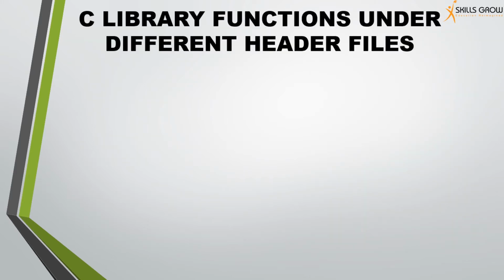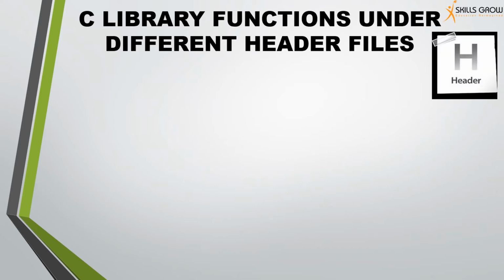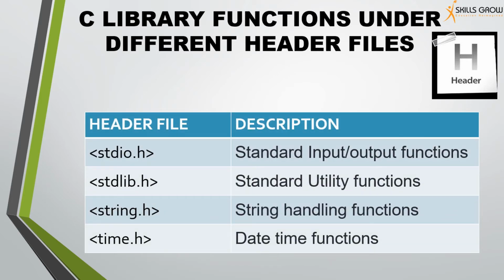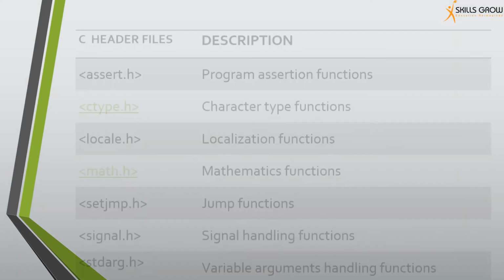C library functions under different header files. All library function prototypes and definitions are declared in different header files. Some of the header files are: STDIO.H file contains standard input-output functions. String.H file contains all string handling functions. Time.H file contains date and time functions.